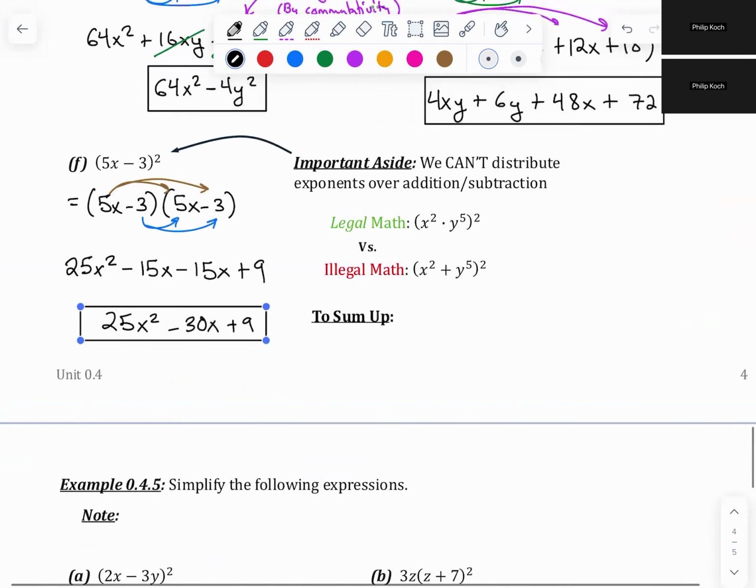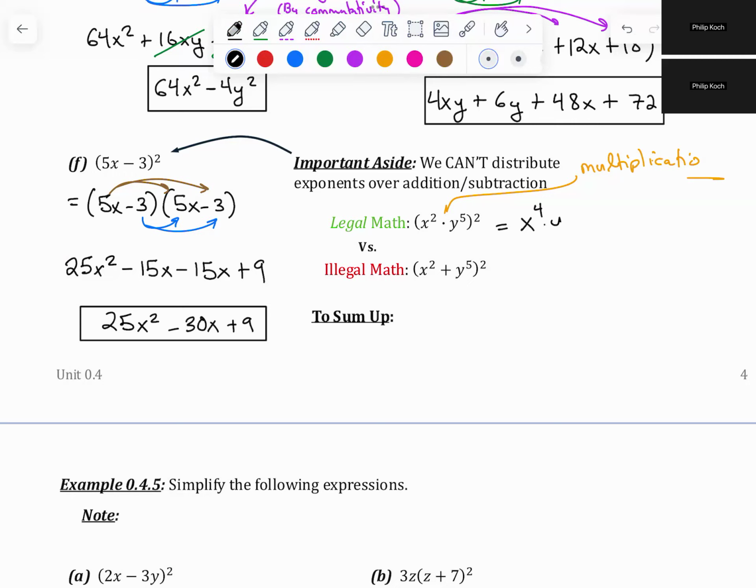x squared plus y to the fifth, squared, there's that plus in the middle of it. So what you're really doing is you have two terms that you're multiplying. They're not combined with multiplication. So you have to distribute. So with the legal math, the answer would be correct, which you do, since this is multiplication. You can write this then as x to the 2 times 2, which is x to the fourth power, times y to the 5 times 2, which is y to the 10th power.